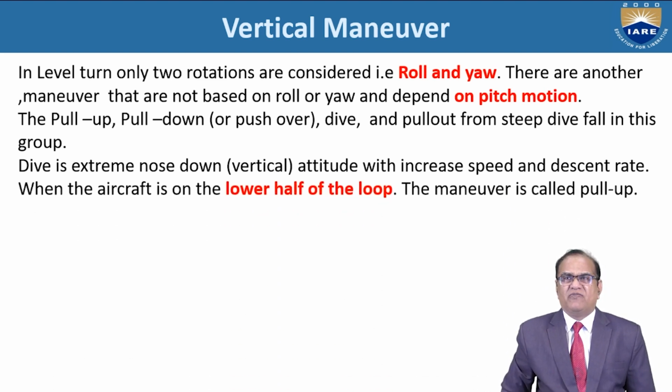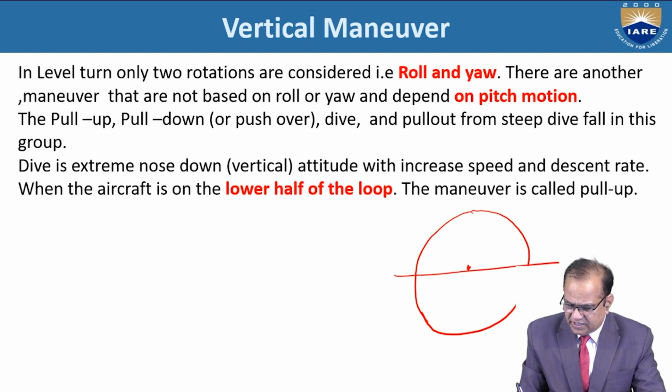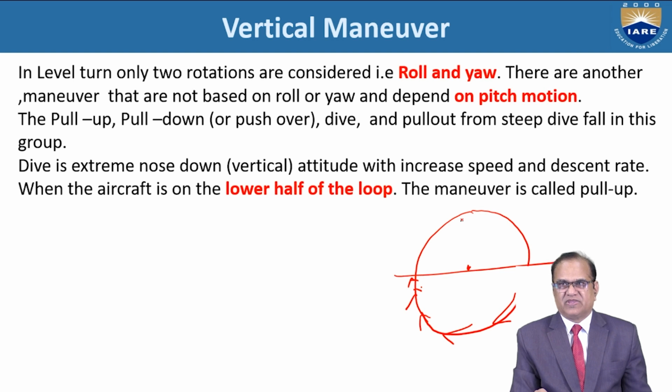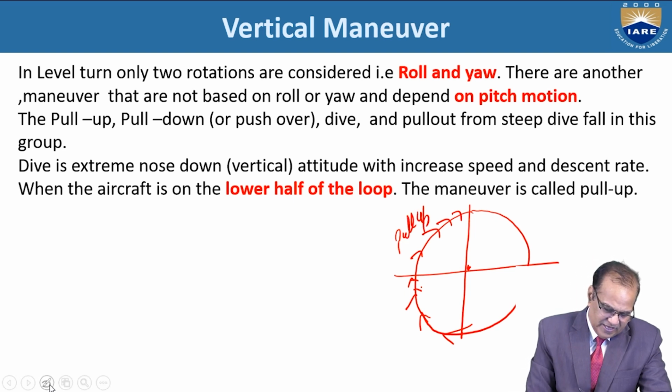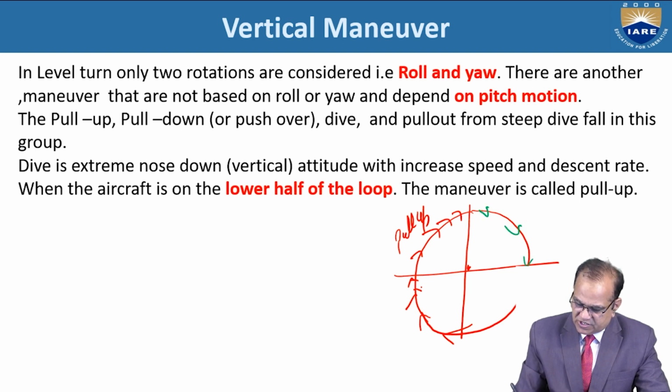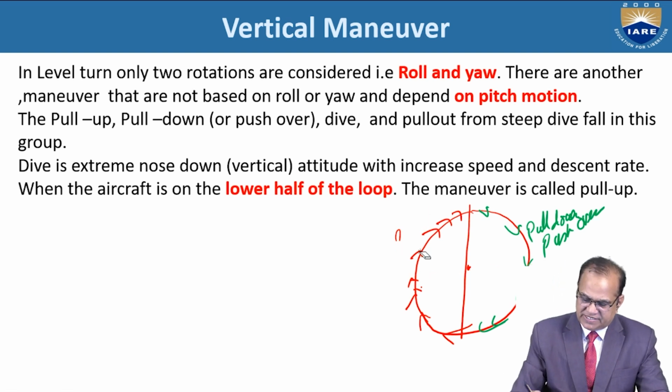When the aircraft is on the lower half of the loop, the maneuver is called the pull up. So if it starts from this side, the lower half, it is called the pull up. From here to here, it is the pull up, and this zone is the pull down. Pull down is also called push over. So this is the meaning of this.